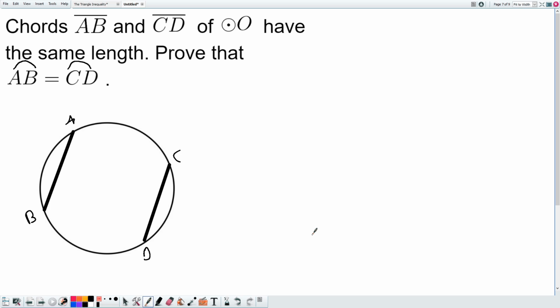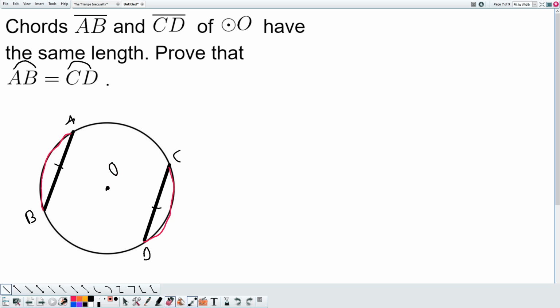So, we want to show that the arc AB is the same as the arc CD, knowing only that AB and CD, the chords, have the same length. So let's draw the center of our circle O, and let's draw some lines, because one easy way to prove things are the same is by drawing triangles.